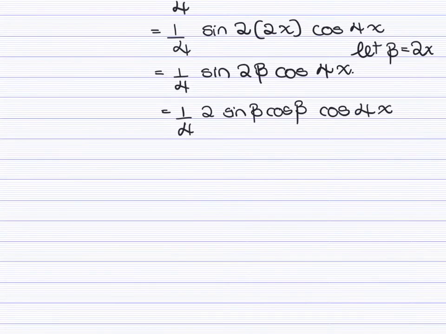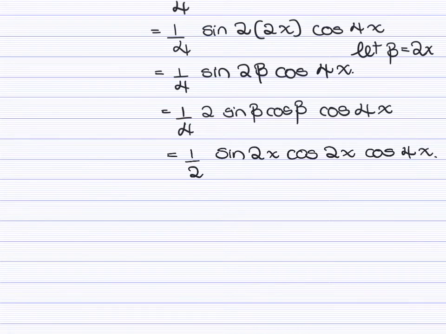Now I'm going to go back and simplify this. I'm left with a half. Plugging in the 2x back into the question, I get sine 2x cos 2x cos 4x. Okay. We're getting closer to the answer that they required from you. Now, the last step is dealing with this part here.